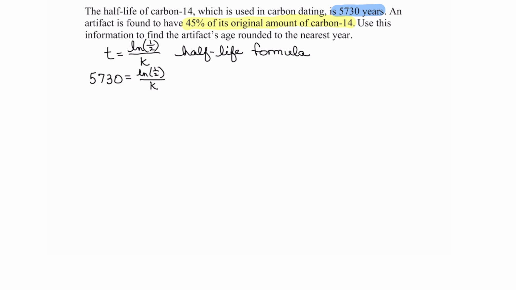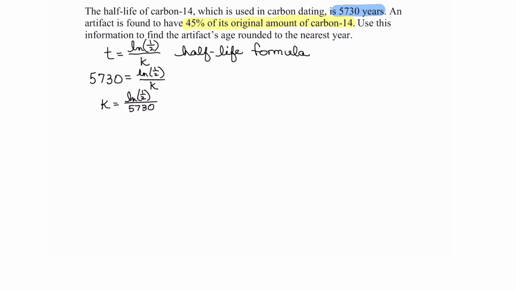Now multiplying both sides by k and then dividing both sides by 5,730, we get k is equal to the natural log of 1/2 divided by 5,730. Now we could go to a decimal form and take it several place values out beyond what we want to round to. I'm actually going to carry it along in its exact form and then use everything at the very end in the calculation.